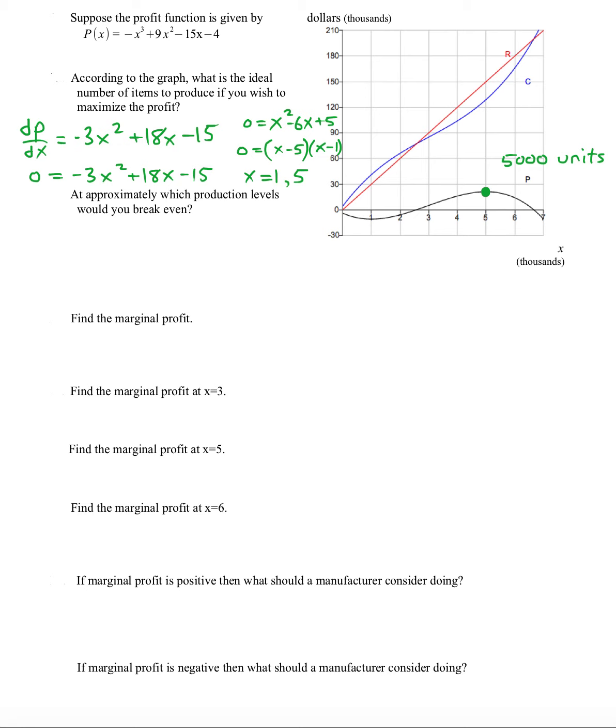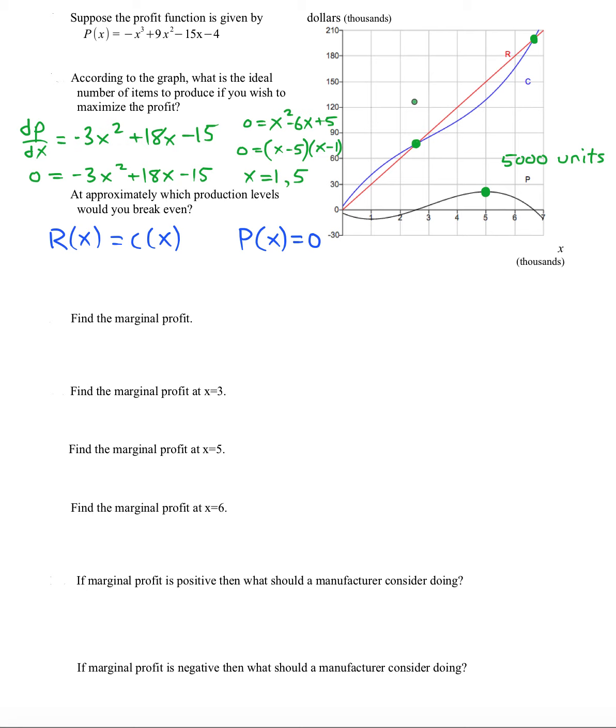Now it also says at which production levels will we break even? Now in order to break even, we need the revenue to equal the costs. Or another way of saying that is we need the profit to be 0. Now there are 2 locations at least where that happens. Right here and right here.